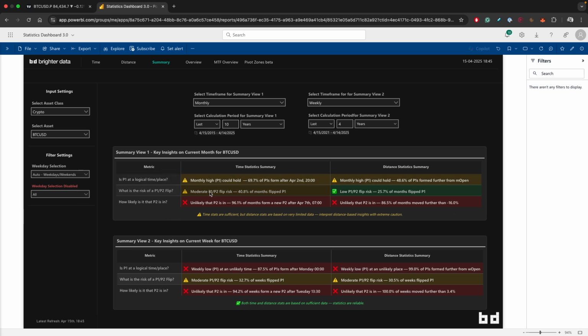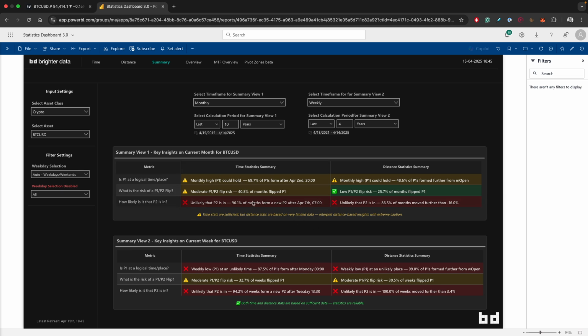So here you can do the same thing, and then on a monthly, pretty cool. But you can see here now a little warning: the distance stats are based on very limited data, so interpret distance-based insights with extreme caution. And the reason why distance stats use less data than time stats is because we look at the distance from the daily open to P1 and the daily open to P2, and we separate when P1 is the high and when P1 is the low. So effectively, we have 2 times as few data points for the monthly, right? That's why. But still very interesting to look at.